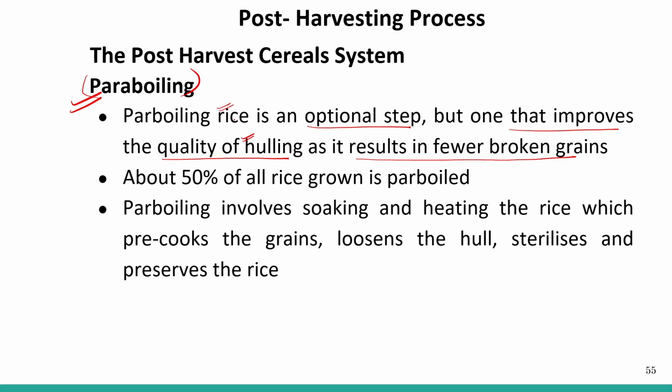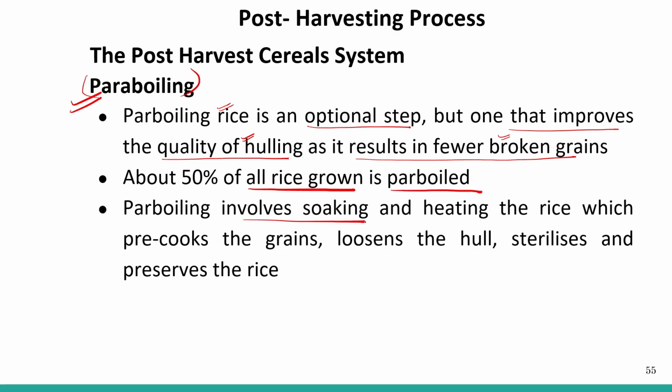Parboiling is done because it removes the husk that is attached to the seed of the rice. It also results in fewer broken grains. So the grains are not broken, and that also improves the quality of the rice. About 50% of all rice grown is parboiled.